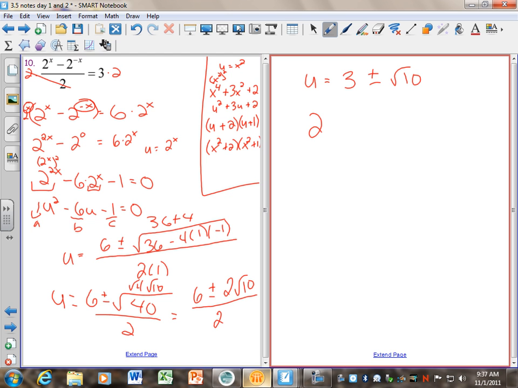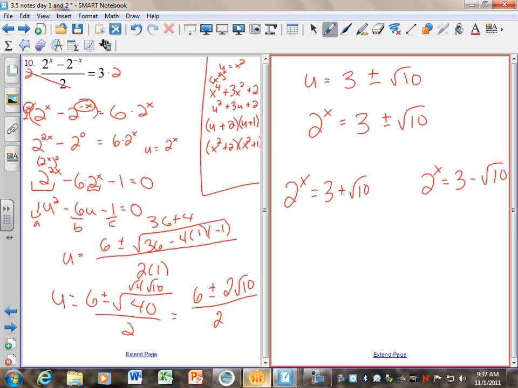2 to the x power equals 3. Do you know how to solve that for x? You have to break it up since you have a plus and minus. We actually have two problems here. We have 2 to the x equals 3 plus the square root of 10, and 2 to the x equals 3 minus the square root of 10.